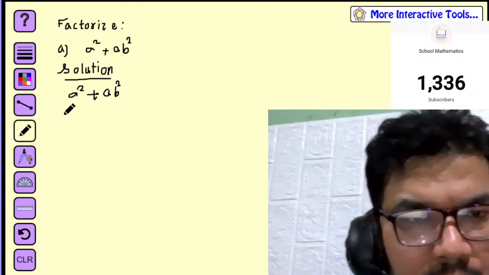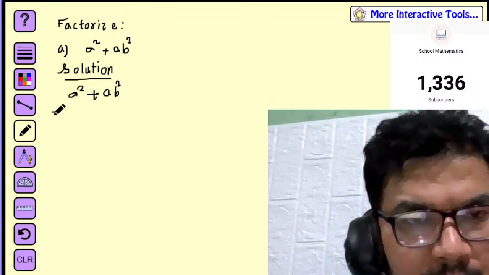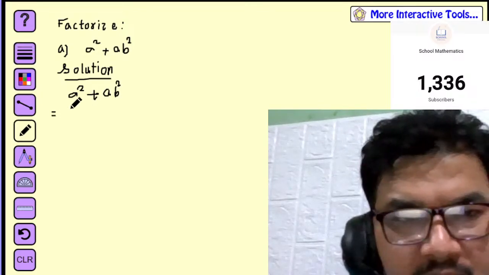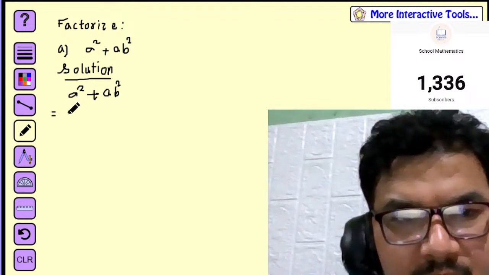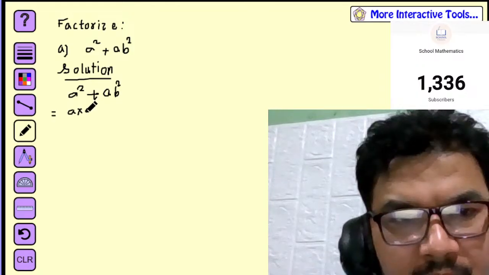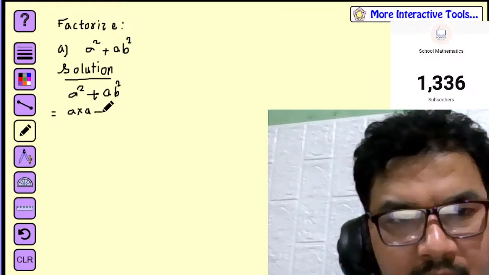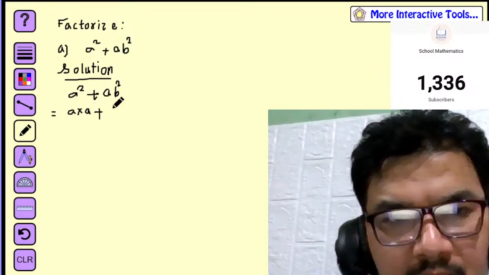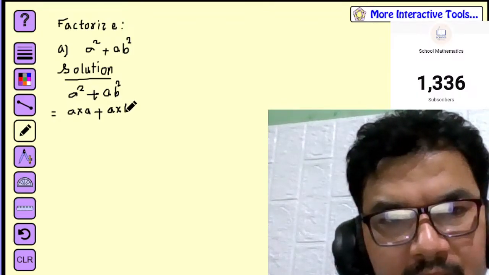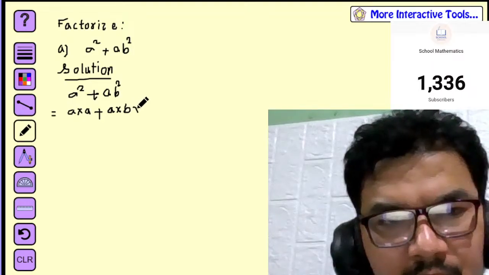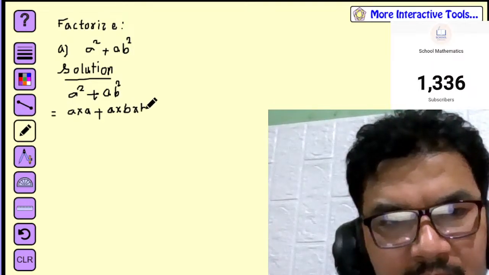And look here, I am going to explain about factorization by taking common. Okay, here a square means, look, what does a square mean? Do you know? A multiplied by a. We know there are two a's, a into a. And when we show the factors of the second term, it is a into b into b, b square.